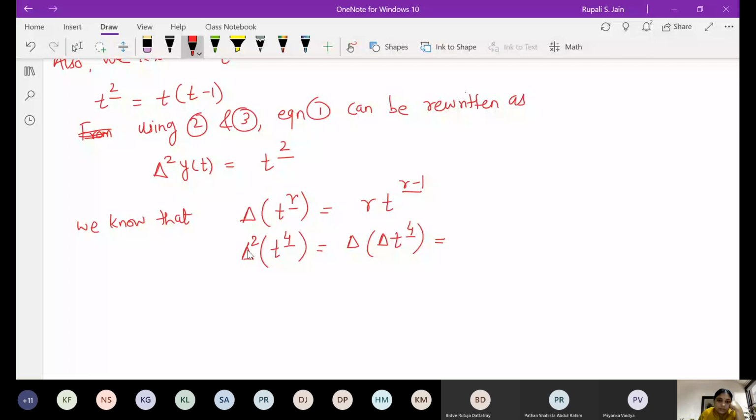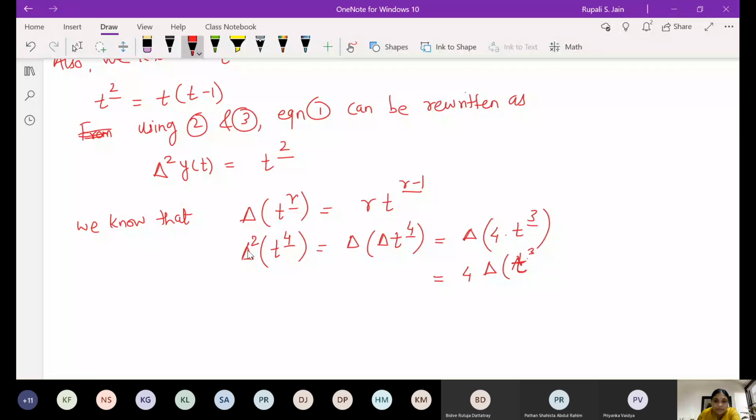If I use this definition, yesterday we have proved this identity, right? Delta t to the r falling is nothing but r t to the r minus 1 falling. So what will be delta t to the 4 falling? It is 4 t to the 3 falling. Now since delta is linear with respect to scalar multiplication, 4 I can take outside and I will get t to the 3 falling.